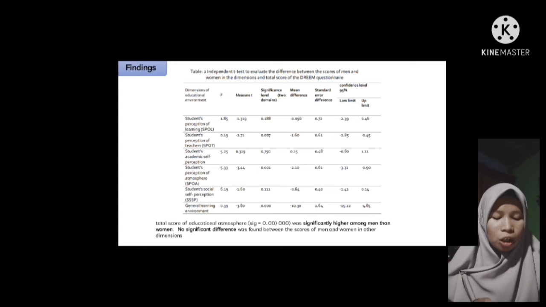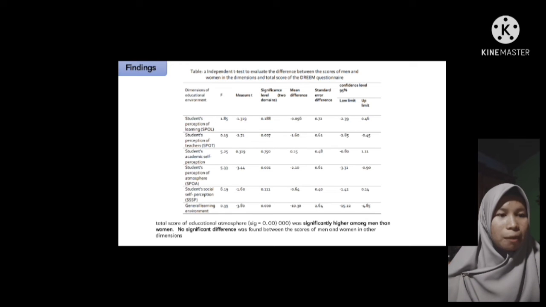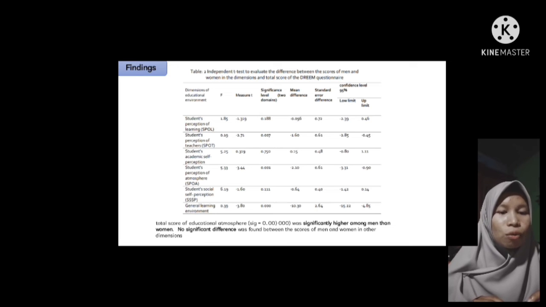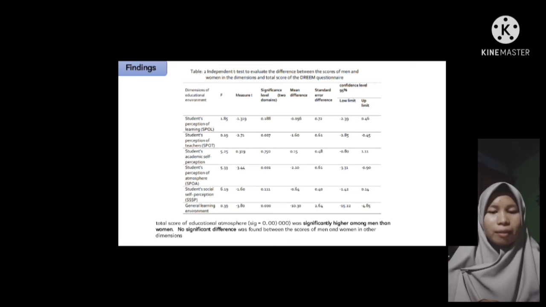The result obtained from the data showed that the mean score in the 2 dimensions of student perception of professor, student perception of educational atmosphere, and the total score of educational atmosphere was significantly higher among men than women. Also, no significant difference was found between the score of men and women in other dimensions.